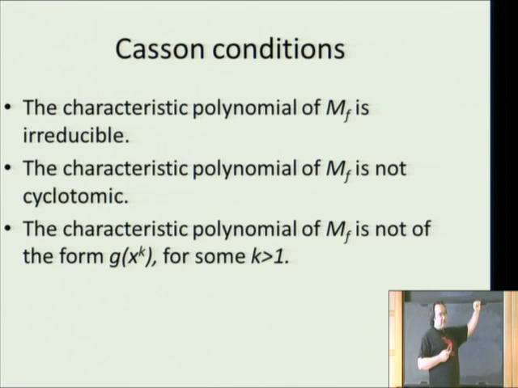First of all, the characteristic polynomial of the image is irreducible. Secondly, it is not cyclotomic. Thirdly, it is not of the form g(x^k) for some non-trivial k. So notice that this is kind of like the Thurston classification in an algebraic setting, right? Because not cyclotomic basically means that the thing is not periodic. And not of the form g(x^k) basically corresponds to it not being reducible. And, well, irreducible means irreducible. So it's kind of algebraic analogs.